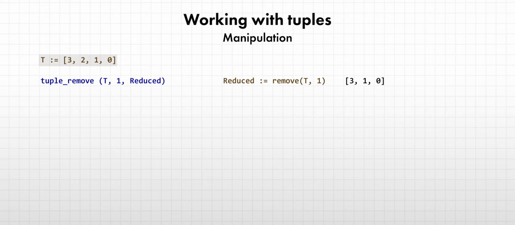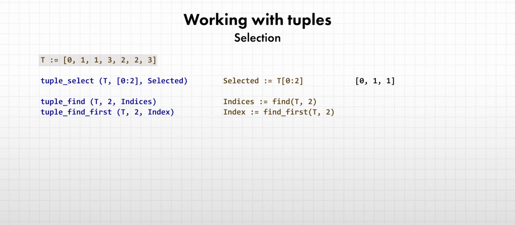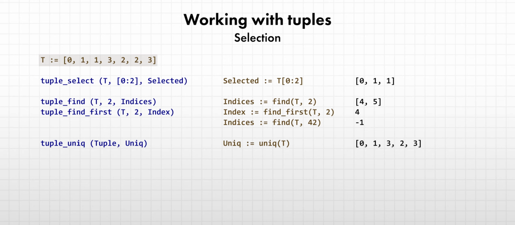When working with HALCON, it's also very common to select parts of a tuple. Tuple select provides a very short inline variant that is used in nearly every HDevelop program. This category also includes different find operations, which return indices of occurrences. If no occurrences are found, -1 is returned. Tuple unique is also a very handy operator. It removes consecutive duplicates. It is often used after sorting the tuple to get every instance of a tuple exactly once.